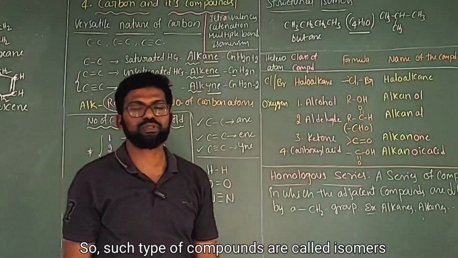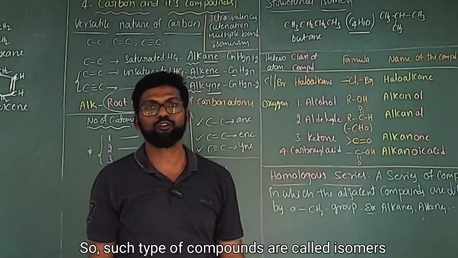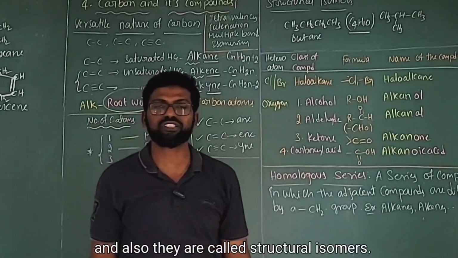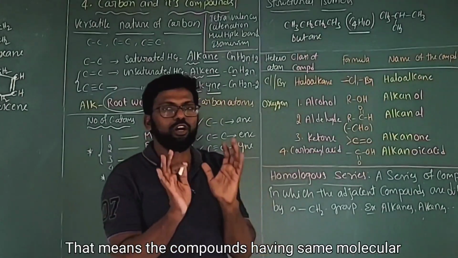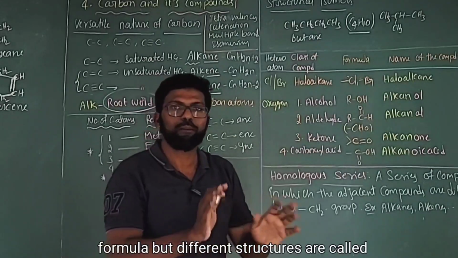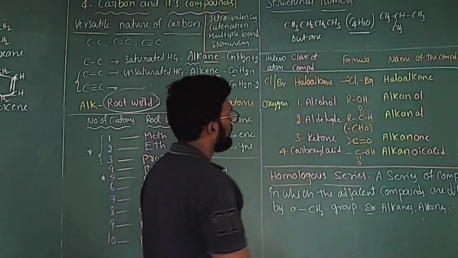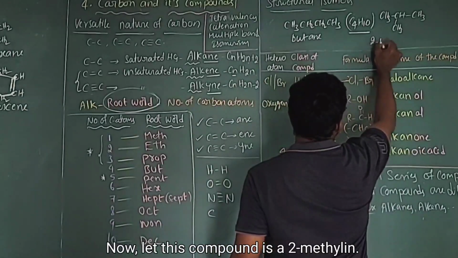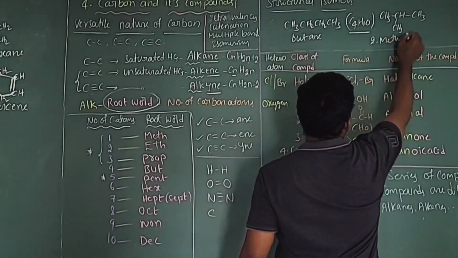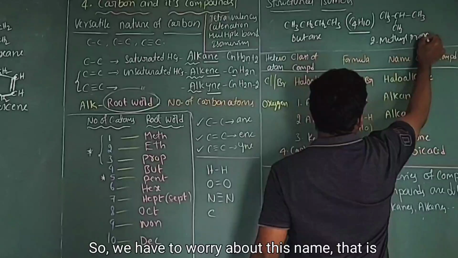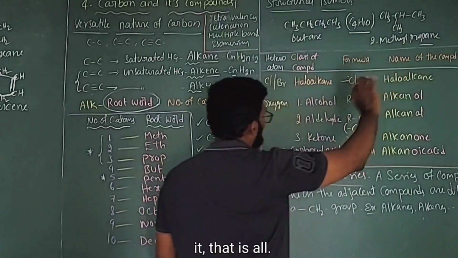Such types of compounds are called isomers, and also they are called structural isomers. That means compounds having the same molecular formula but different structures are called structural isomers. Okay, the name of this compound is 2-methylpropane. No need to worry about this name, that's its name, that's all.